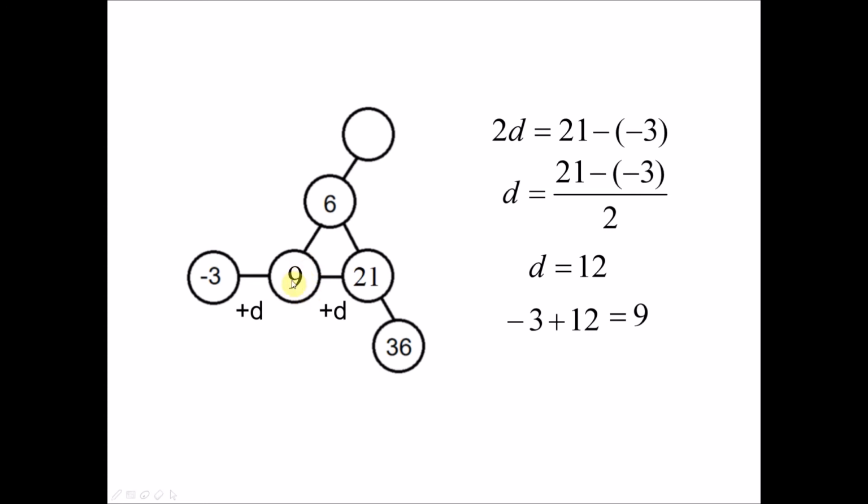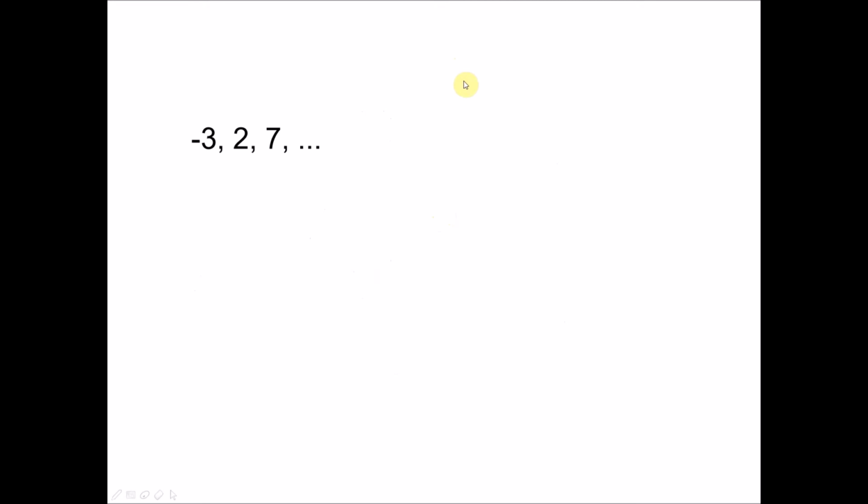So since you know 9 here and 6 here, I think you can find the last value. So the answer is 3. So after all these examples, I think you already have a basic understanding of the definition of arithmetic progression. So we look at other examples here.